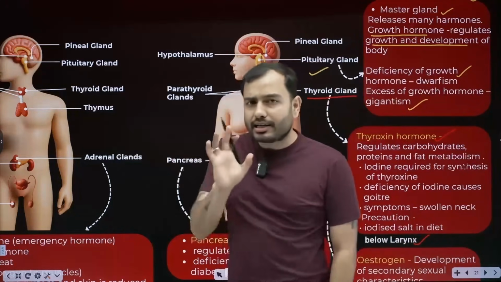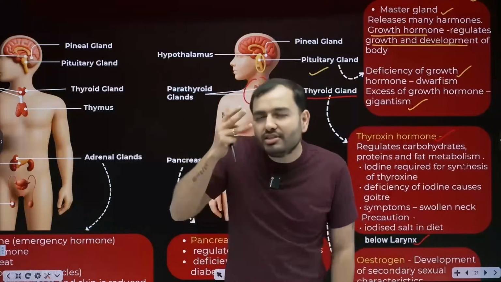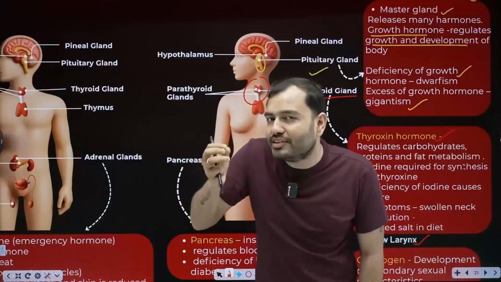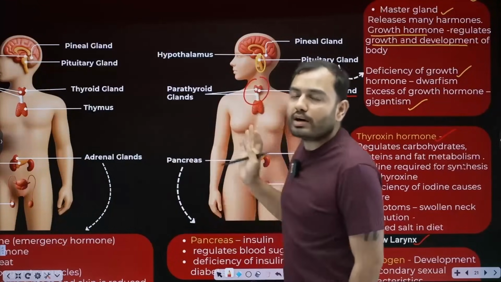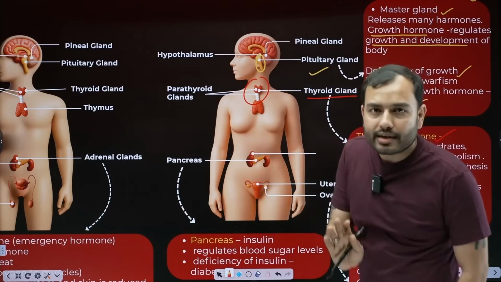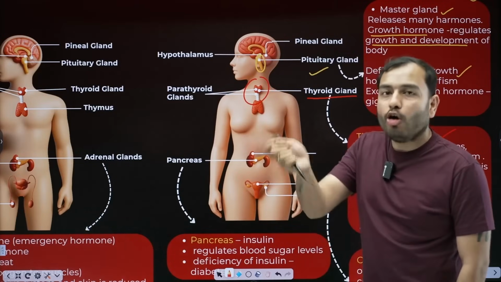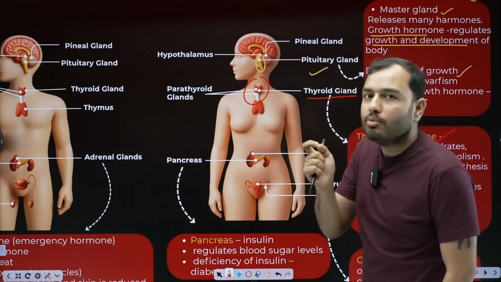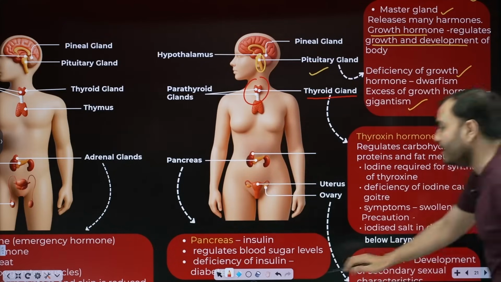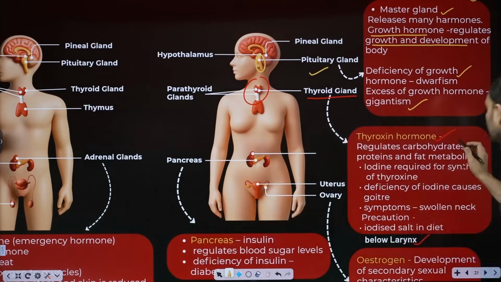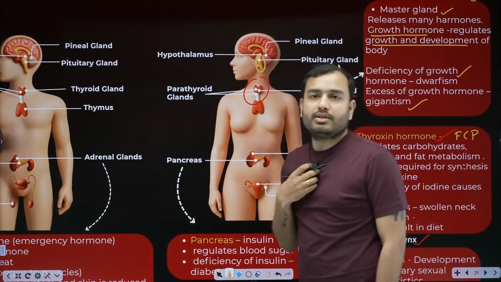Remember, in the previous chapter on digestion, there were three things formed. Remember FCP: fat, carbohydrate, protein. So what does the thyroxine hormone do? It regulates the metabolism of FCP, meaning fat, carbohydrate and protein. So whose metabolism is it regulating? FCP. Now listen to an interesting thing.